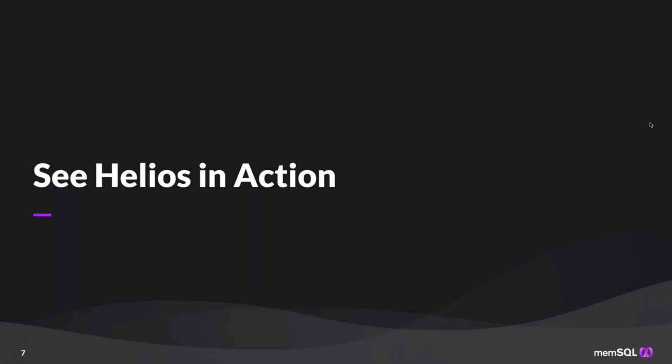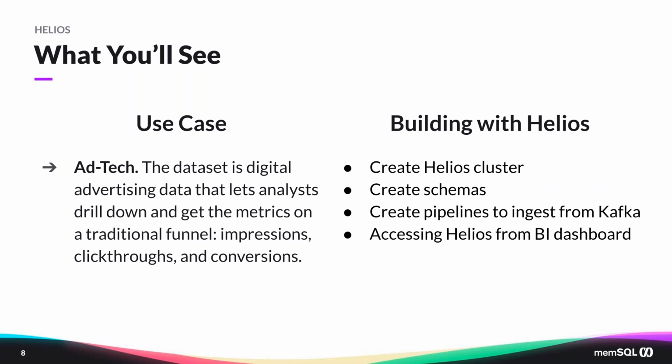All right, so the moment you've all been waiting for, we're now going to get into our Helios demo, so you can see Helios in action. What you'll see today is digital advertising data coming into MemSQL Helios in real time. This will enable analysts to drill down and get into the metrics of a traditional digital advertising funnel. So impressions, click-through, conversions that an advertiser would be curious in seeing. So what you'll see from a technical perspective is how to create a Helios cluster, create your schemas, create your real-time data pipelines, and then access Helios from a BI dashboard. Let's jump right in.